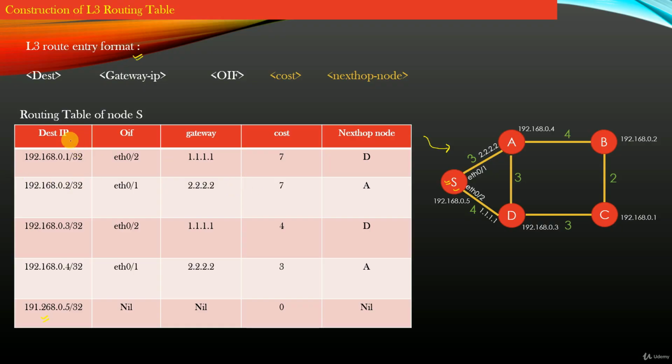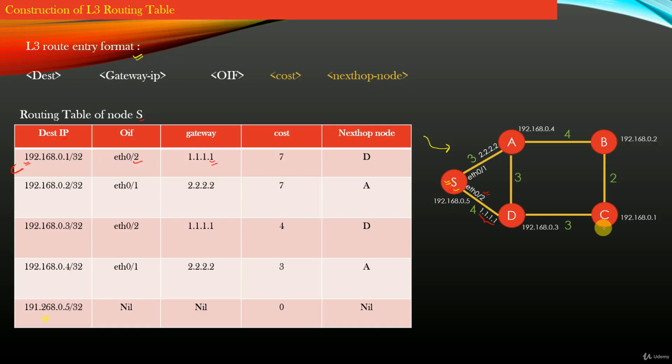So this is the routing table entry where the first column is the destination IP address. So it is this particular destination which a router would like to reach, right? So this is the loopback address of the router C, right? And remember, we are discussing the routing table entry of a node S. So in order to reach the node C, the outgoing interface is Ethernet 0x2 and the next hop IP address is 1.1.1.1. So next hop IP address means the IP address present on the other side of the interface which is directly connected to the node S, right?